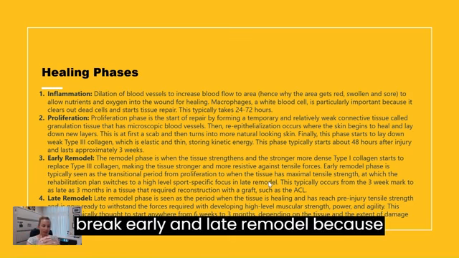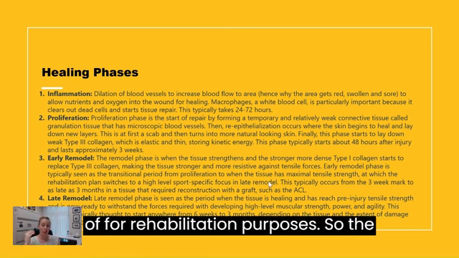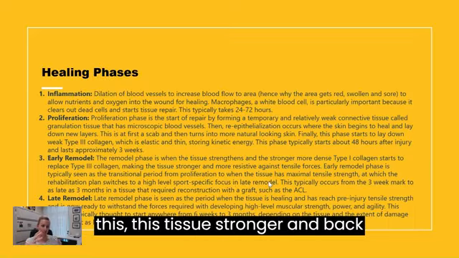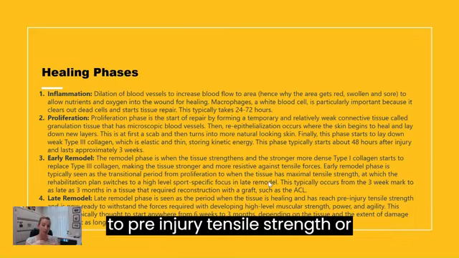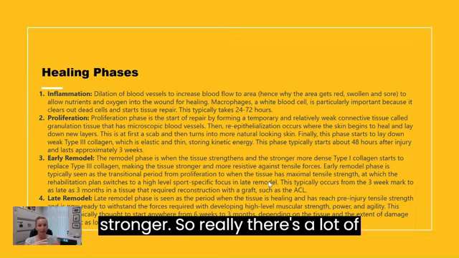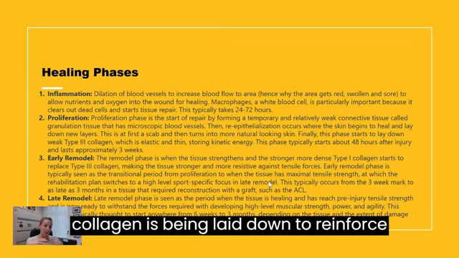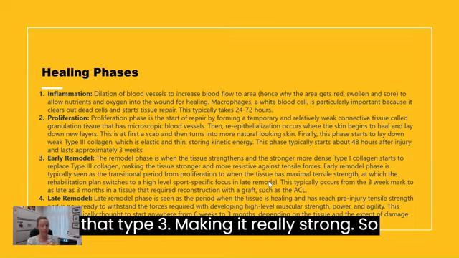We break it into early and late remodel for rehabilitation purposes. So the whole point of remodel is to be making this tissue stronger and back to pre-injury tensile strength or stronger. There's a lot of things happening, but one thing I want to focus on is that type 1 collagen is being laid down to reinforce that type 3, making it really strong.